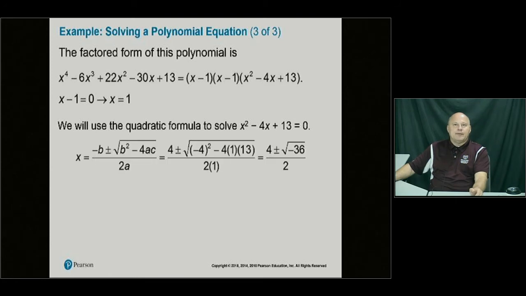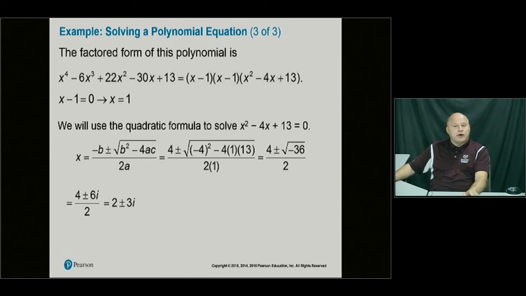And the remaining part would be 4 plus or minus the square root of -36 over 2. Note that -36 is the discriminant. And so we work that out, and it's going to be 2 plus or minus 3i. Notice the conjugate pairs there, guys. 2 plus 3i and 2 minus 3i. Notice the conjugate pairs.